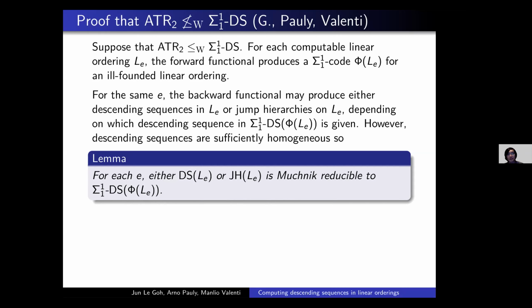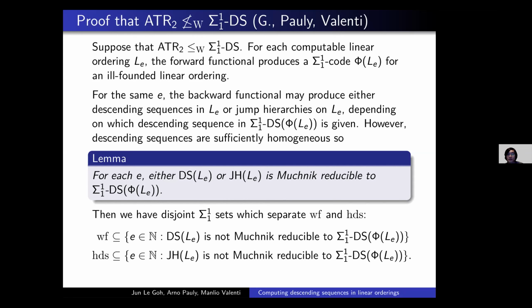Okay, so what is this lemma for? Well, that tells us how to construct the sigma 11 sets, namely consider the two sigma 11 sets below. The first one is the set of all E so that DS is not Mushnick reducible to this. And the second one is the set of all E such that this jump hierarchy is not Mushnick reducible to this. The lemma tells us that these two sets on the right are disjoint. And just by the definition of Mushnick reducibility and the definability of these guys, these sets are sigma 11.